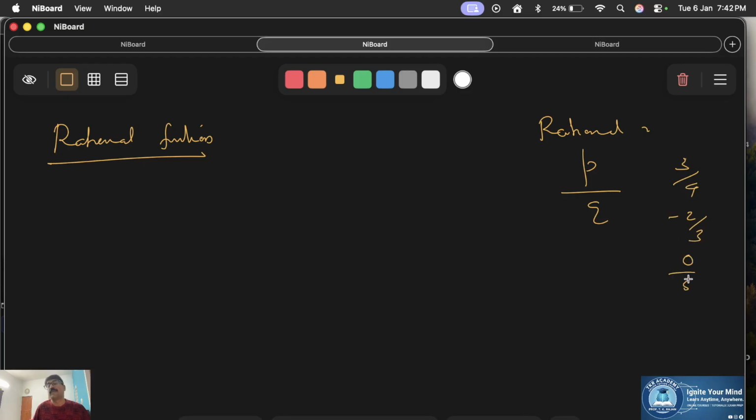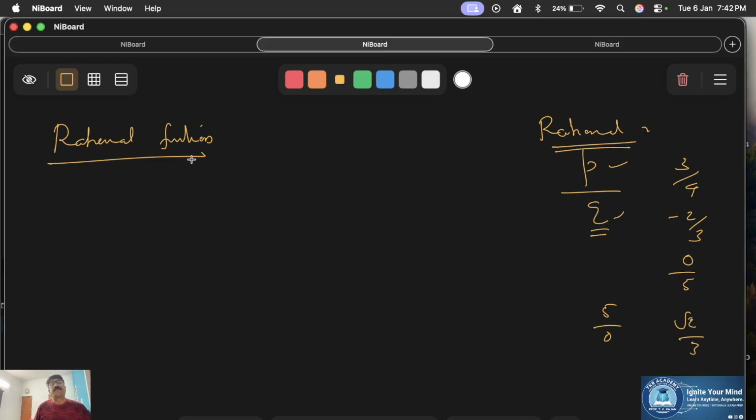0 divided by 5. All these are rational numbers, but not 5 by 0, because q cannot be 0. 5 by 0 is not a rational. Root 2 by 3 is not a rational, because root 2 is not an integer. So numerator and denominator must be integers, and denominator must not be 0. Such a number is called rational number.